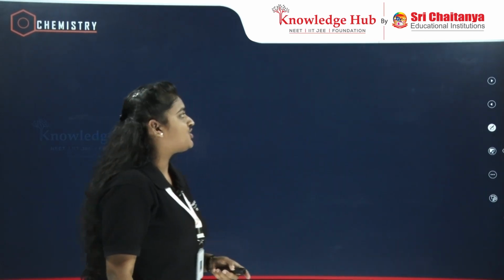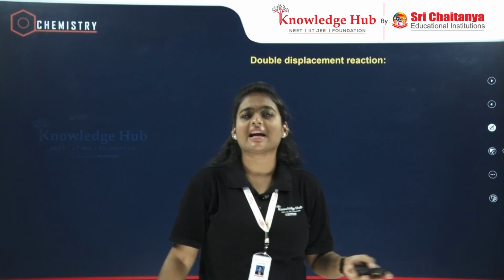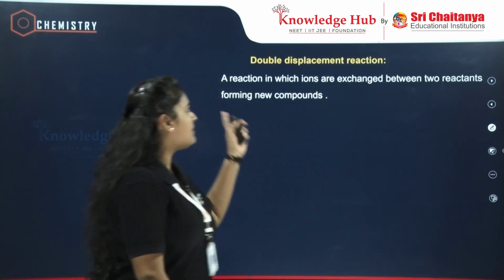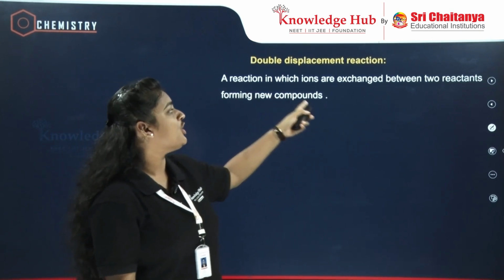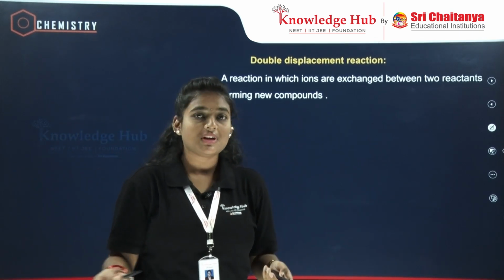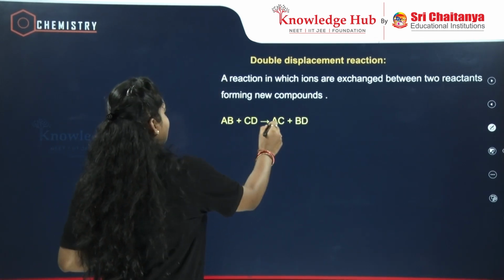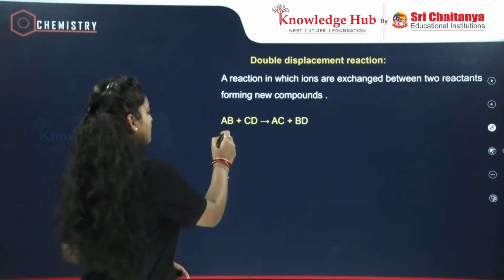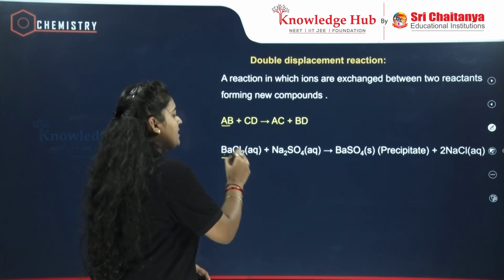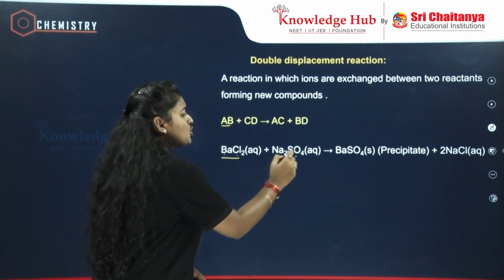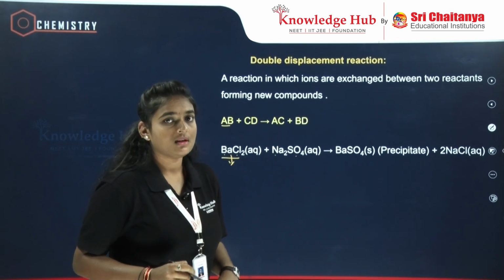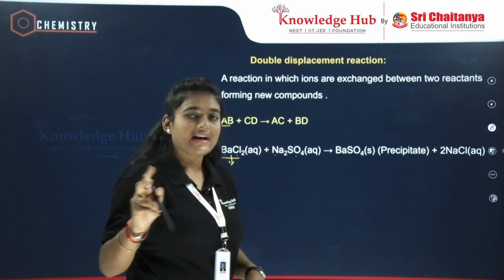Fine. The next reaction is the double displacement reaction. This is a very simple reaction, just an exchange of ions. A double displacement reaction is a reaction in which ions are exchanged between two reactants forming new compounds. Let us see a reaction: AB plus CD gives AC plus BD. So, there is an example. Barium chloride, BaCl2, and sodium sulfate, Na2SO4. What are the ions present in barium chloride? Barium ion and chloride ion.